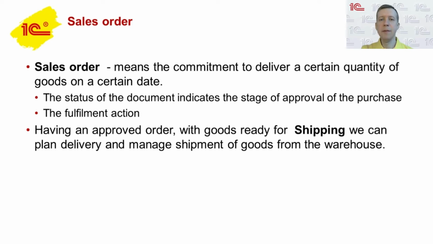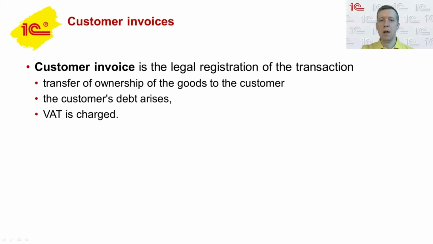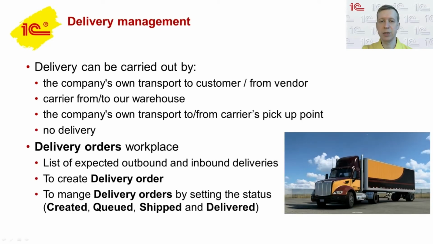Document also provides the fulfillment action, such as to supply, reserve at warehouse, ship. Having an approved order with goods ready for shipping, we can plan delivery and manage shipment of goods from warehouse. Customer invoice. Posting of this document in a program means the legal registration of the transaction and transfer of ownership of the goods to a customer. At the same time, the customer's debt arises as well as value-added tax is charged.